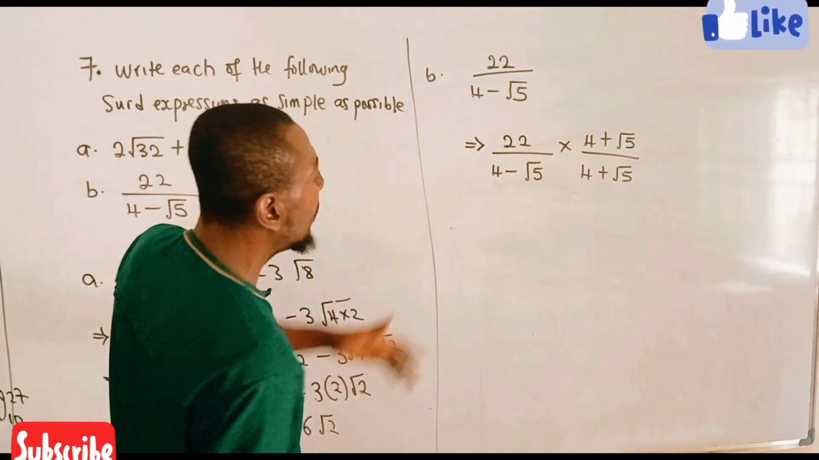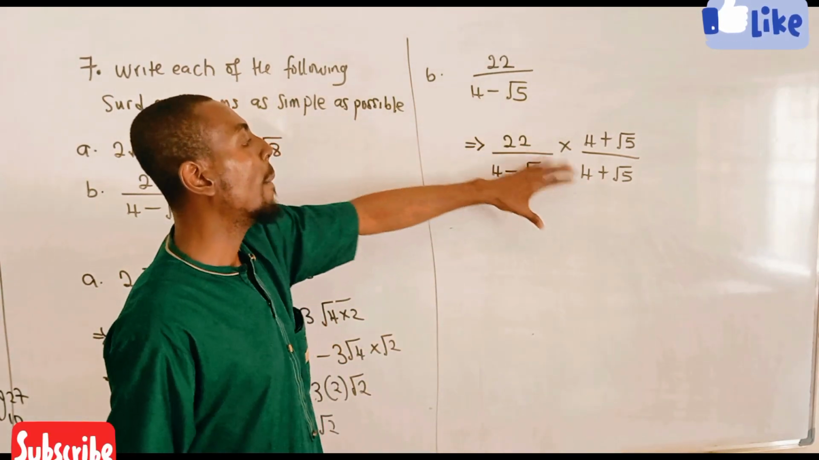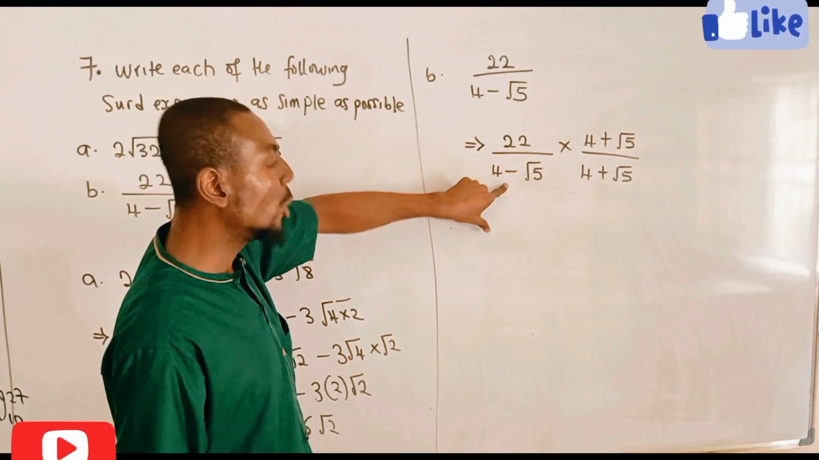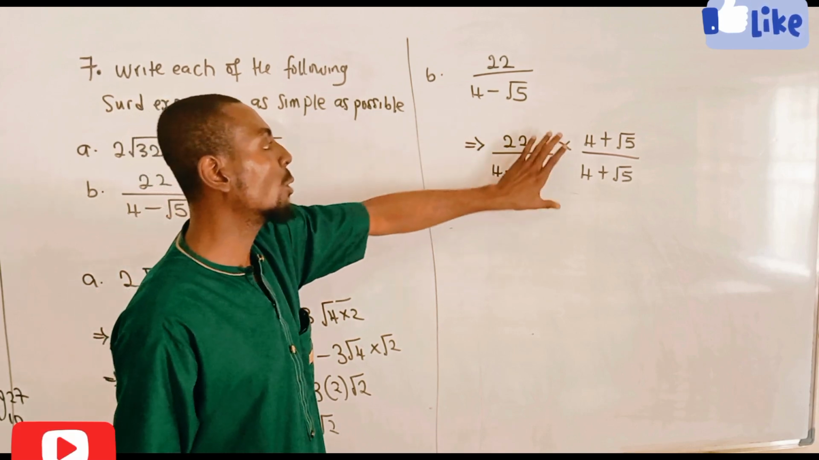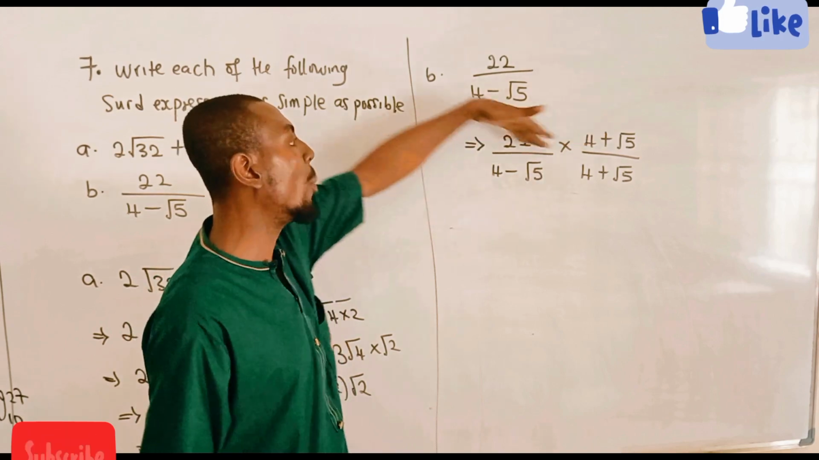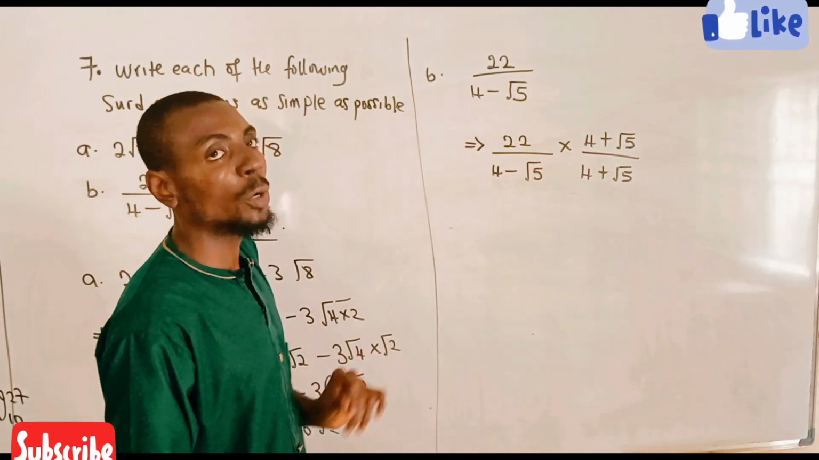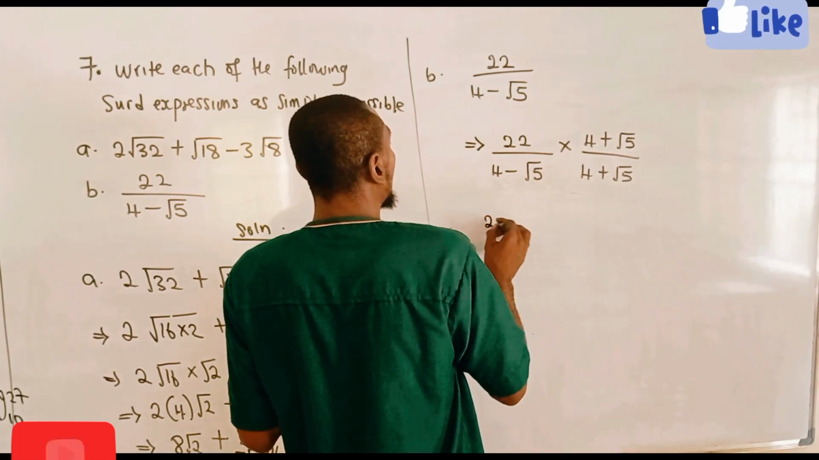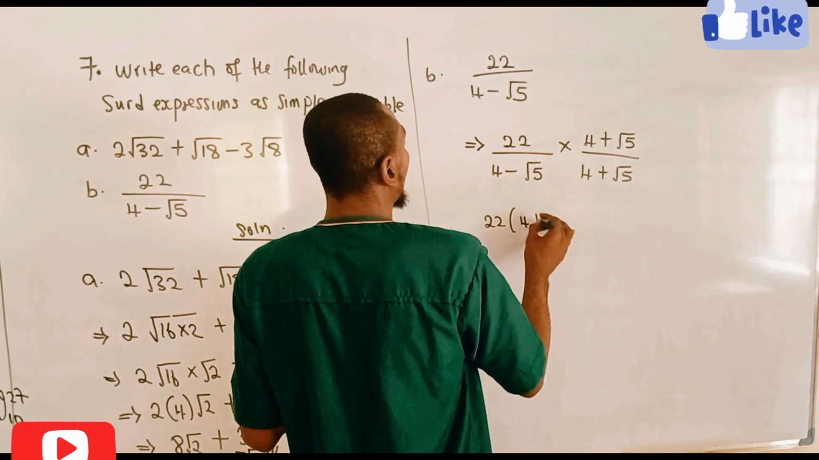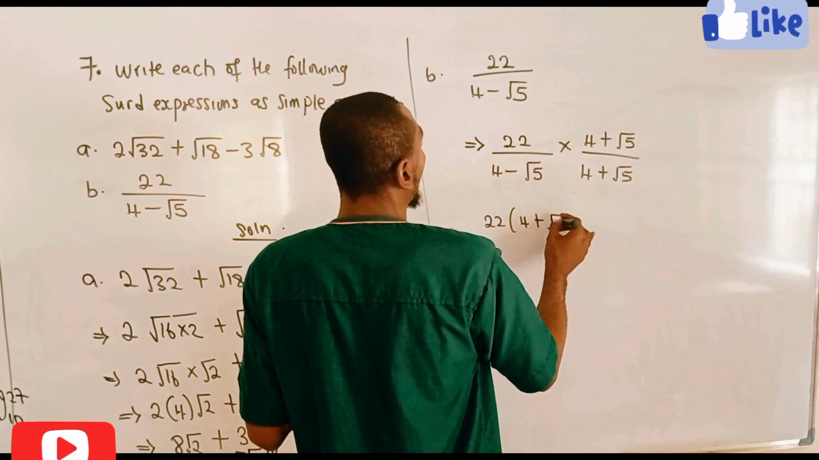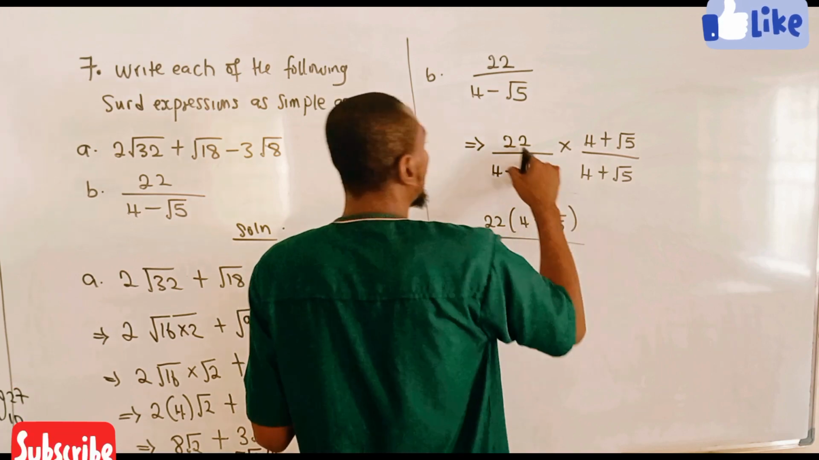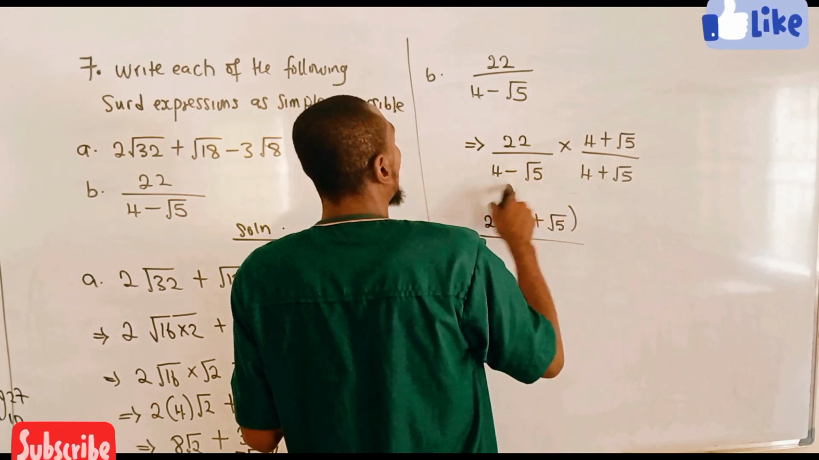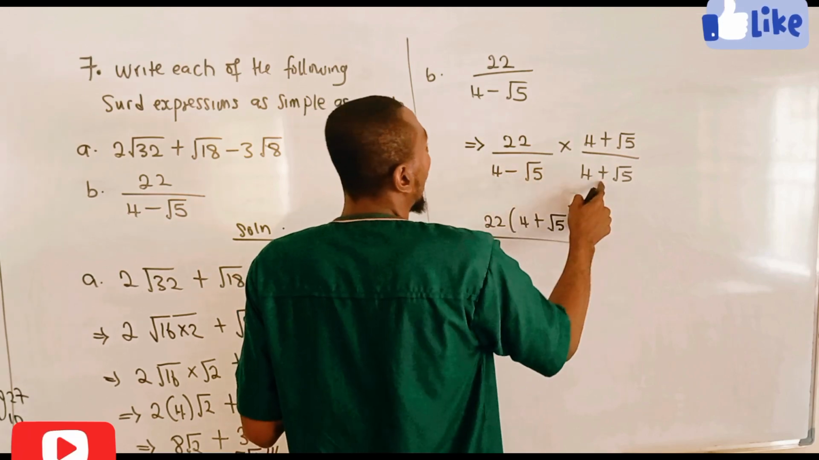So we're going to multiply both the numerator and denominator by the conjugate of this denominator. So the conjugate of 4 minus root 5 is 4 plus root 5. We're going to use it to multiply both up and down. Okay? So we have 22 multiplied by 4 plus root 5, all over, that's 22 multiplied by this, all over this difference of two squares. Of course, here is negative and here is positive.